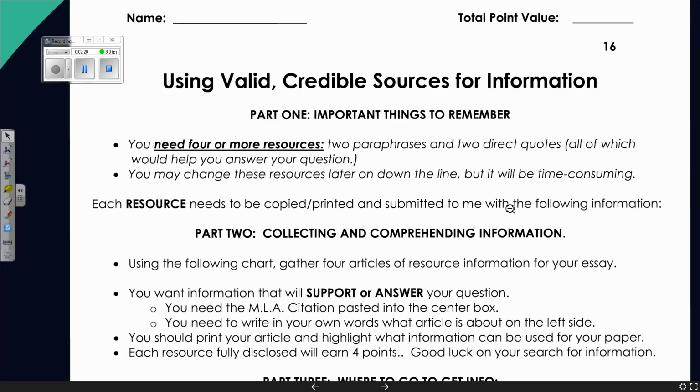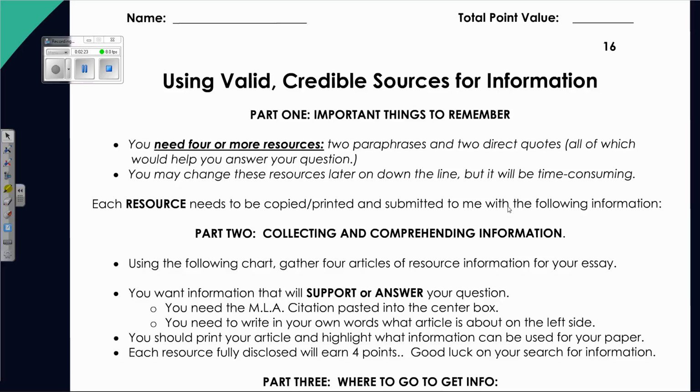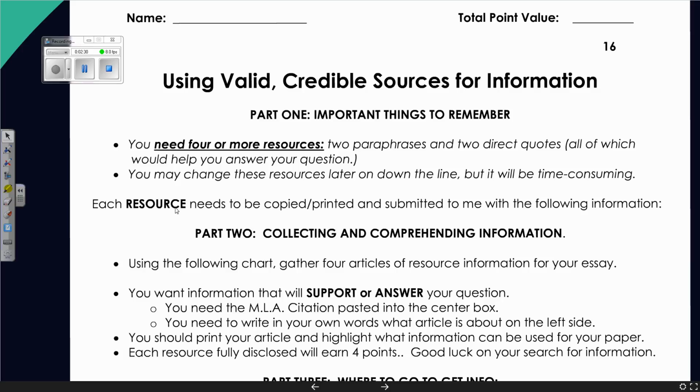That will probably be time consuming because I can't provide you with the lab and the place to print it. So you'd have to use your lunchtime to make sure you have printed copies. So each resource needs to be copied and printed. So we will be printing the things that we find.